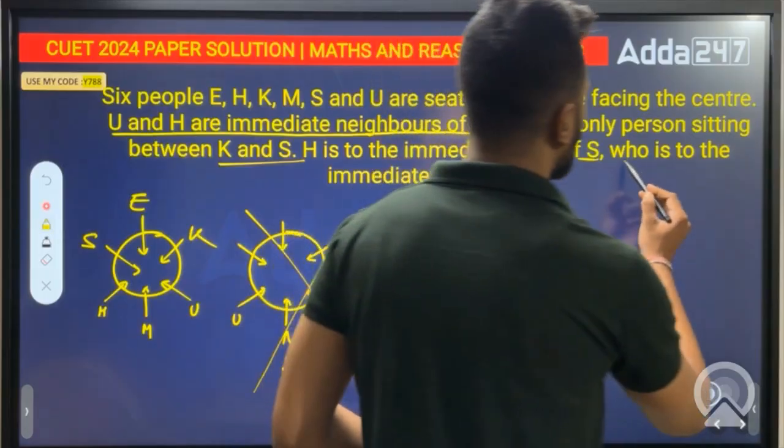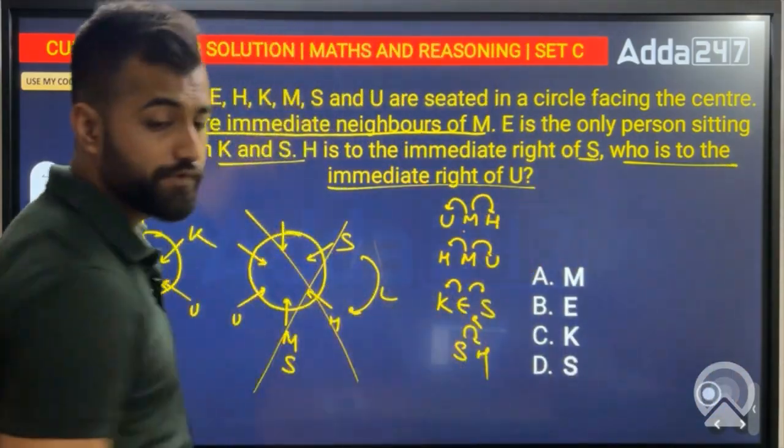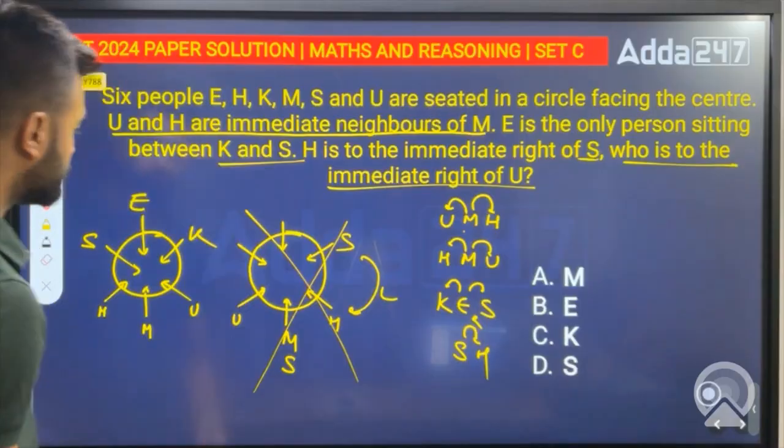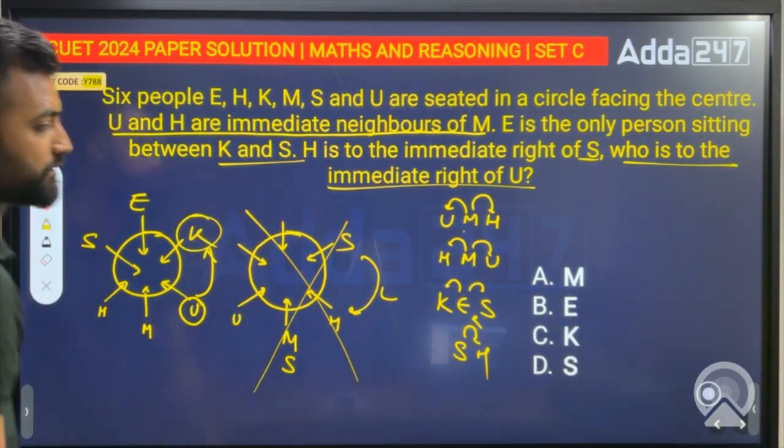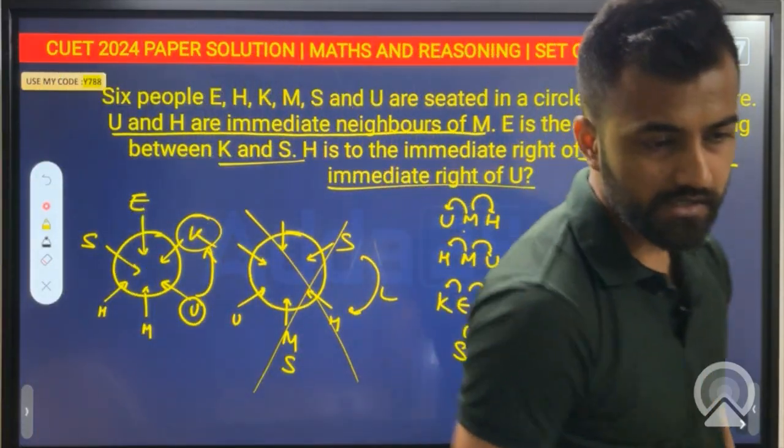Next question is, who is to the immediate right of U? You would say, where is U? U is here. Right would be this side, and the immediate right is K. K will be the answer. Finish. I hope it's clear.